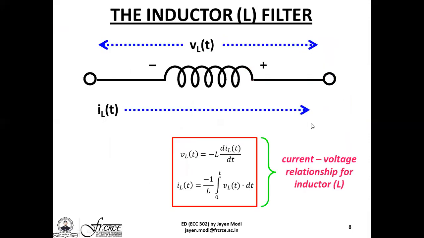Looking at the basic property of an inductor, it is a passive device which prevents a sudden change in current through it. So if the current is given as IL of t, the voltage across it will be VL of t, and the signs are opposite. As the current enters the inductor from the left hand side, the sign is minus. As the current leaves the inductor from the right hand side, the sign is plus.